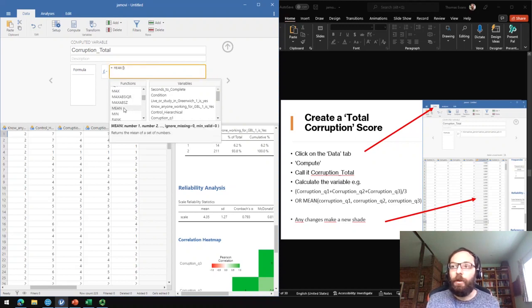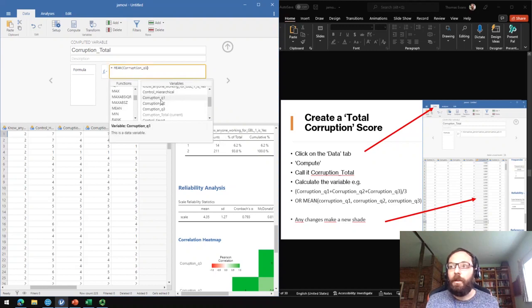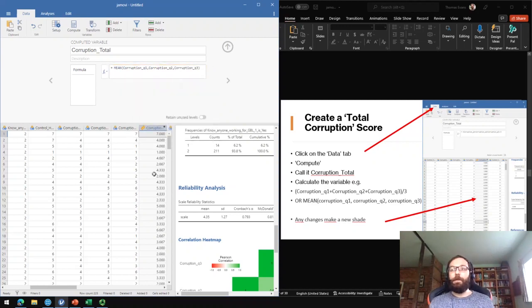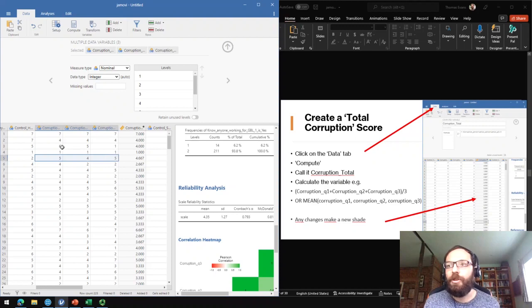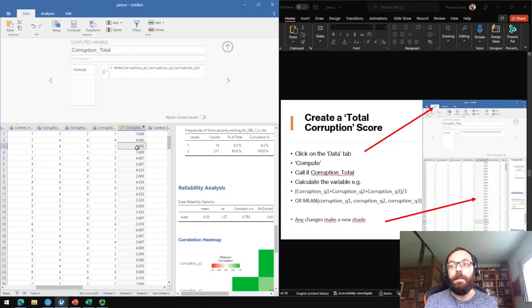And so all you have to do is double click on mean, and then under the variable section, double click corruption Q1, comma, between each of them, and corruption Q3. And then you'll be able to see, in this new variable, which is called corruption total, that there is the mean score. And you can double check this. For example, participant 3. If we add up their scores, 6, 5 and 1 is 12, divided by 3 is 4. And indeed, the mean score here for our new corruption variable is 4.